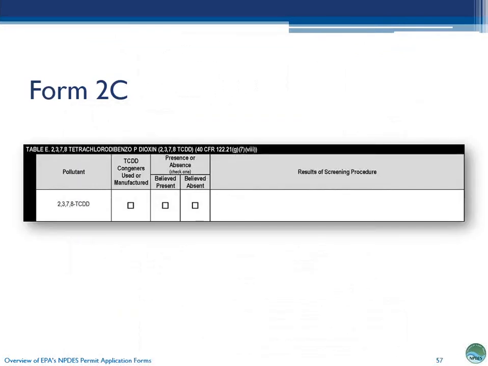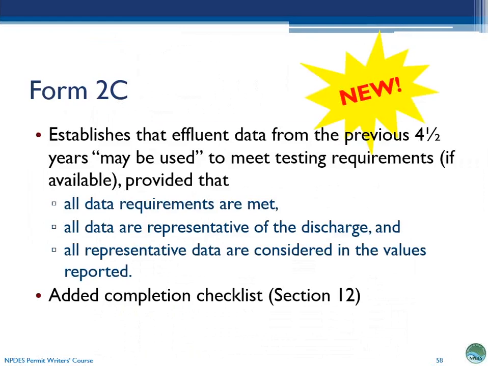Lastly, Table E collects information on 2378 TCDD. To complete Table E, applicants must indicate whether TCDD congeners are used or manufactured at the facility, or if 2378 TCDD is or may be present in the discharge. If so, the applicant must provide qualitative data for TCDD.